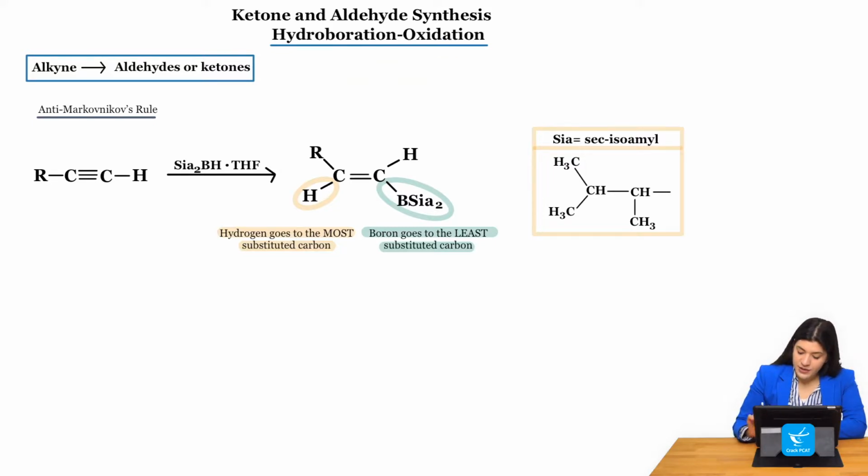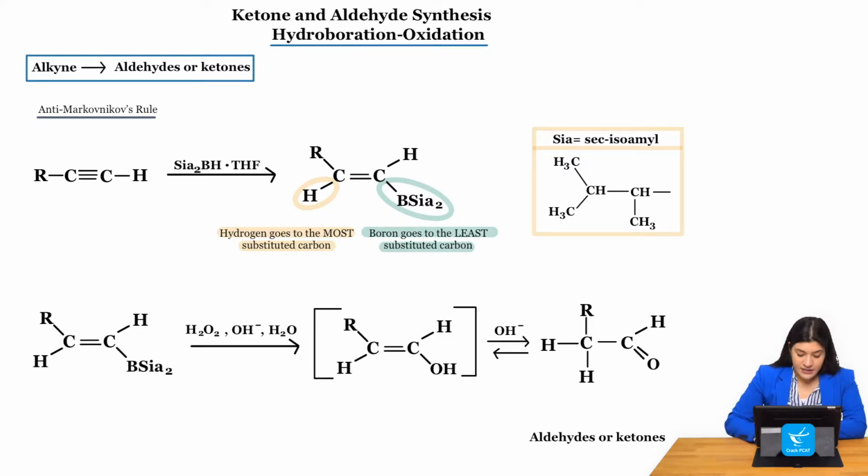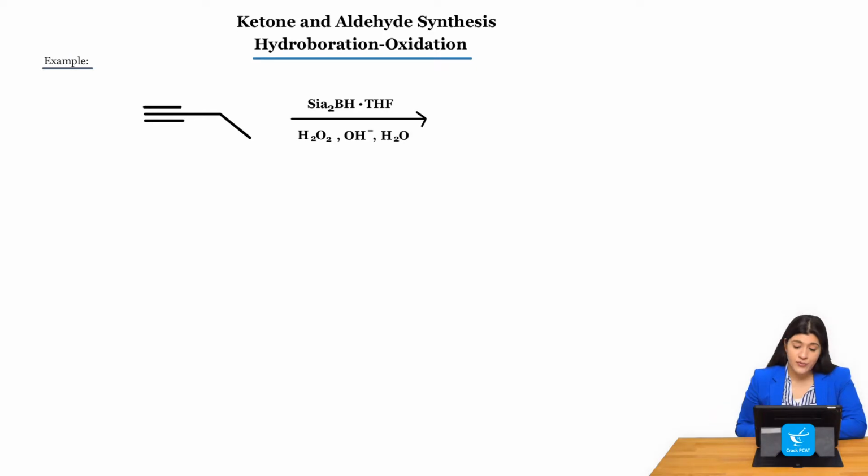So we're going to go another step further. And this allows us to remove the boron. So that's what oxidation is doing. It's removing that boron. It now becomes an OH. And then finally, we remove that OH and then form that carbonyl group, which in this case would create an aldehyde because we have a hydrogen here. If there was another R group here, then it would create a ketone. So let's do an example of this.